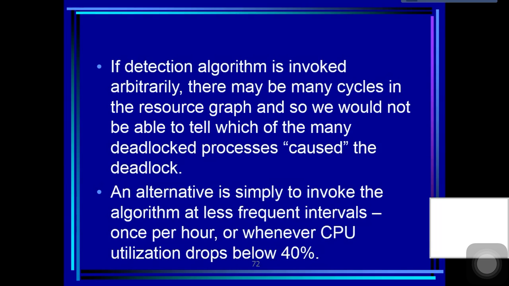In reality, each of the deadlocked processes is a link in the cycle in the resource graph, so all of them jointly cause the deadlock. If there are many different resource types, one request may create many cycles in the resource graph. Of course, invoking the deadlock detection algorithm for every resource request will incur considerable overhead in computation time.